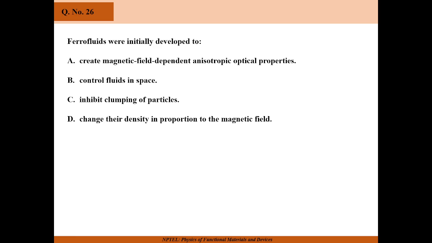Ferrofluids were initially developed to create magnetic field dependent isotropic optical properties, control fluids in space, inhibit clumping in particles, or change their density in proportion to the magnetic field. What was the reason for inventing these ferrofluids?